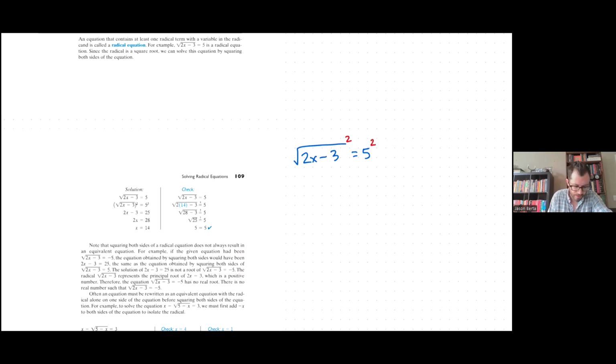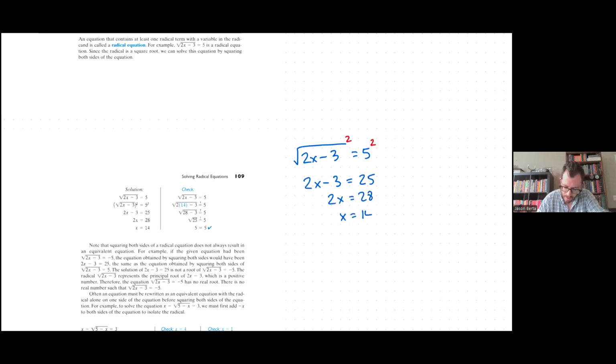When we square the left side of the equation, it really just gets rid of the radical, keeping the 2x minus 3. And then on the other side, 5 squared is 25. And now this is an Algebra 1 problem. You would add 3 to both sides and then divide by 2. Now you get 14.